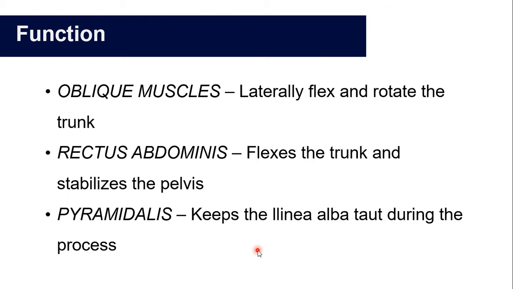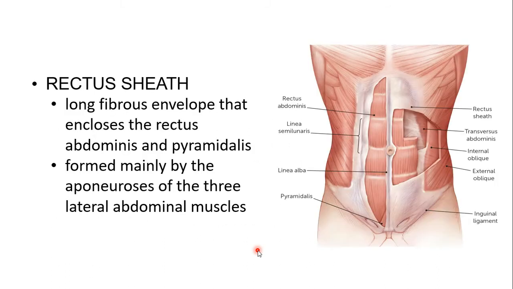So we have here a structure called your rectus sheath. It is right here. It is a long fibrous envelope that encloses our rectus abdominis and the pyramidalis muscle. It is formed mainly by the aponeurosis of the three lateral abdominal muscles, which are your external oblique, internal oblique, and the transversus abdominis.